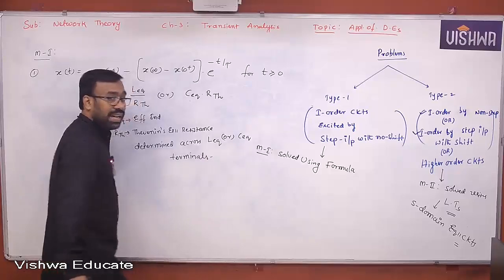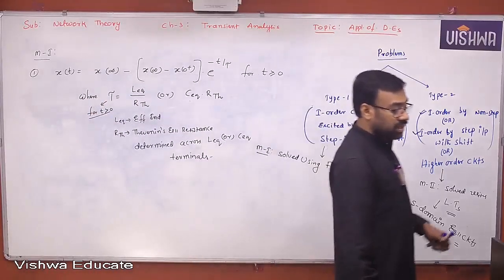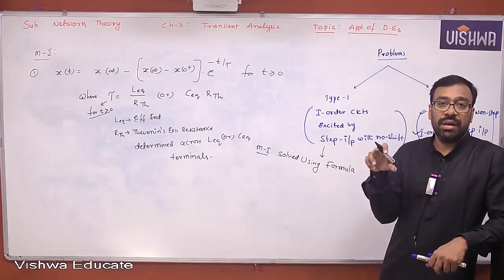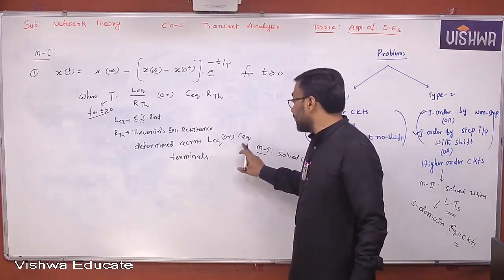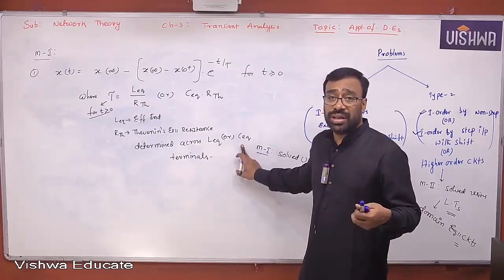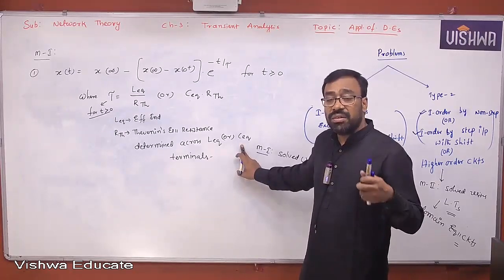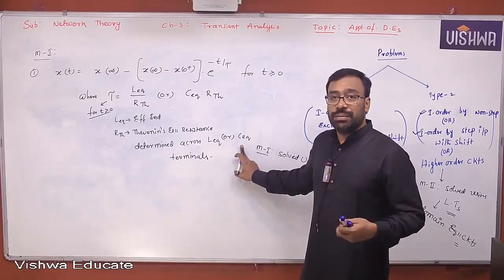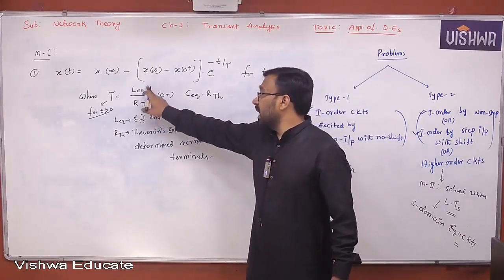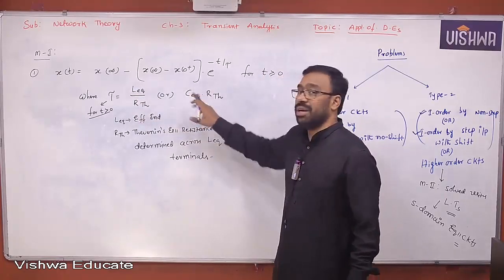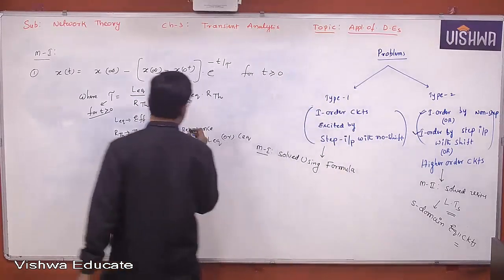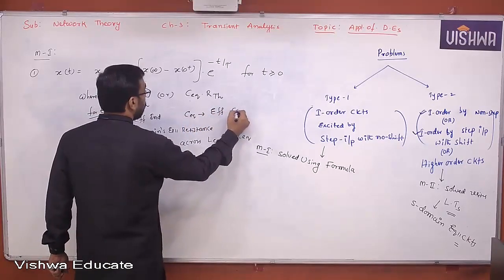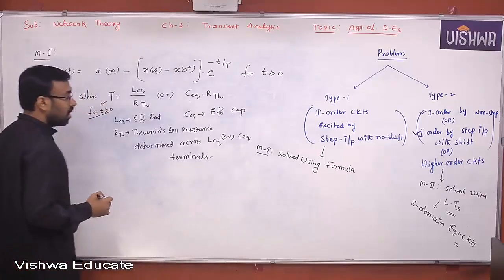Usually to find RTH, we remove the load, right? We require load terminals. Now here, L equivalent terminals or C equivalent terminals are treated as load terminals. In case of RL circuit, L equivalent terminals. In case of RC circuit, C equivalent terminals. So C equivalent is nothing but the effective capacitance. Understand all of you?